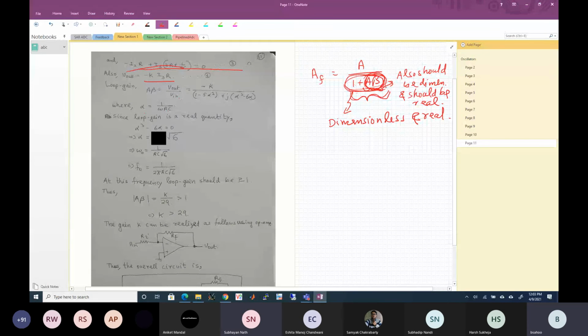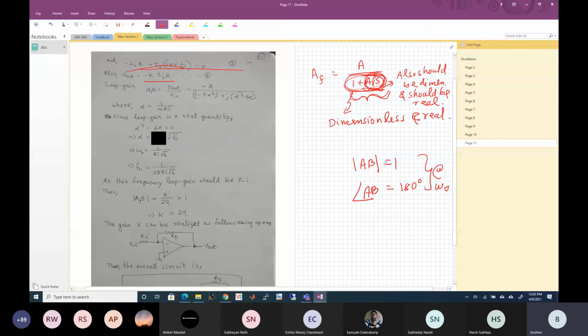Barkhausen criteria is A beta greater than 1. No, that's what I said. Barkhausen criteria is A beta should be equal to 1 and angle A beta equal to 180-degree at omega naught. We make this A beta greater than 1 to make sure that it oscillates even when there is temperature, voltage and all the variations, because it will eventually come back to 1 at a particular frequency. And that's where it is going to oscillate.